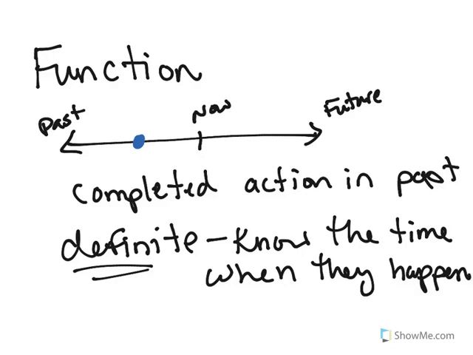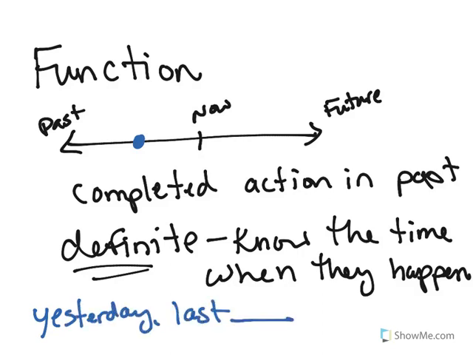And we use time words to express that. We use words like yesterday, last, plus a time, last year, last month, last Wednesday. I might use something like ago, 3 days ago, 4 weeks ago. I might say what year something happened. I use in 2014. Okay. In the past. Those are all good time phrases to use to show that an action is definite. It's a definite, complete action in the past.